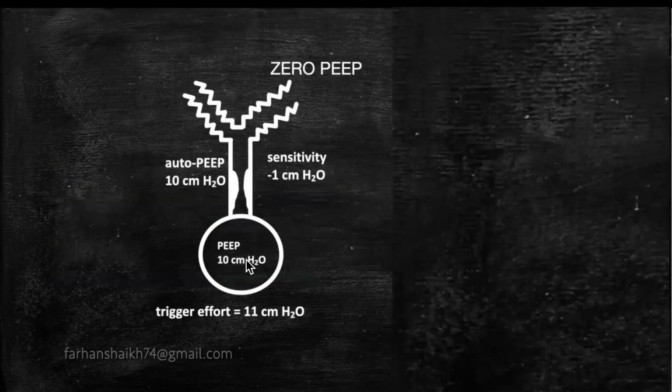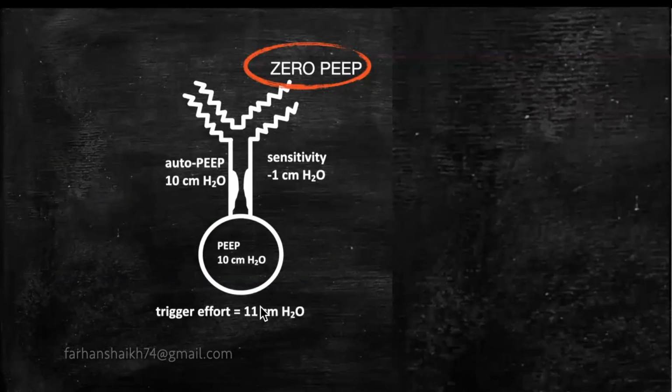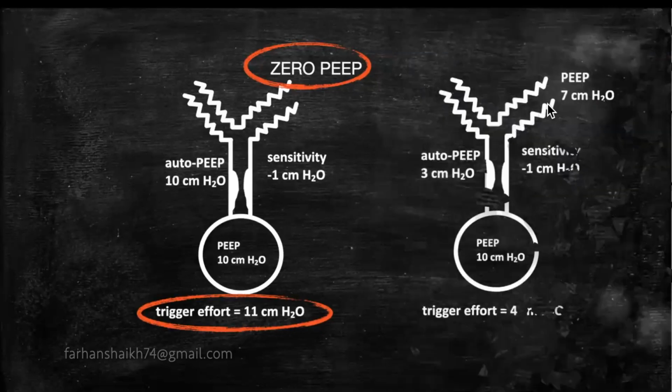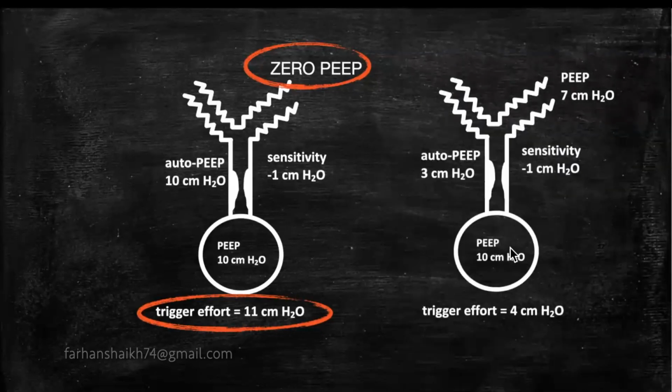Suppose you have airway narrowing leading to an auto PEEP of 10. In this particular instance, if you don't apply any PEEP from outside, zero PEEP, then the patient has to apply a negative pressure of 11 centimeters of water to draw the breath inside. But if you apply an extrinsic PEEP of, say, 7, and there is an intrinsic PEEP of 10, now the gap is 10 minus 7, 3. The patient will have to generate at least around 4 centimeters of trigger to trigger the next breath.